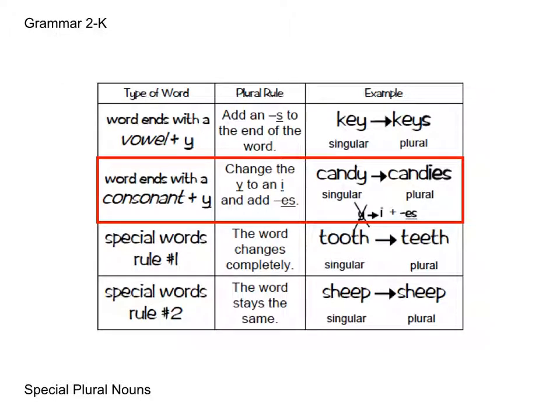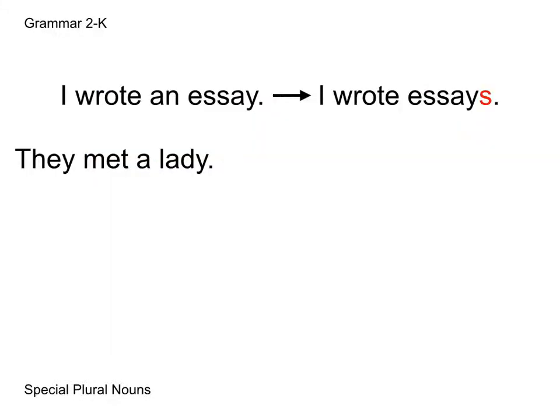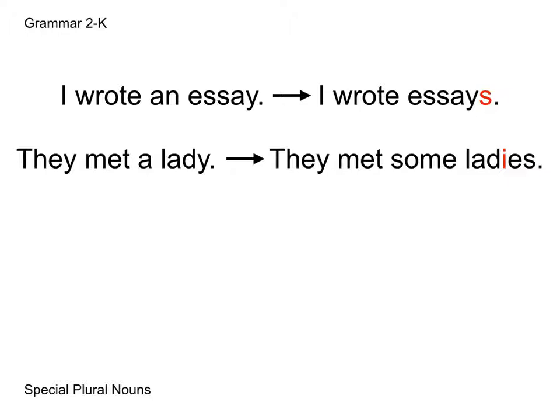Next, we have a word that ends with a consonant and a Y. To make these words plural, you change the Y to an I and add ES. So our example is candy becomes candies. And so we are going to look at our own example. They met a lady would become they met some ladies. Notice that the I has taken the place of the Y, and we have added ES to make it plural.